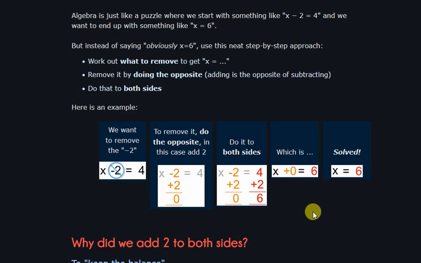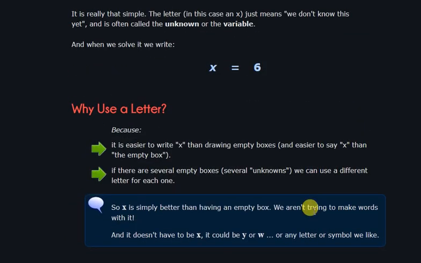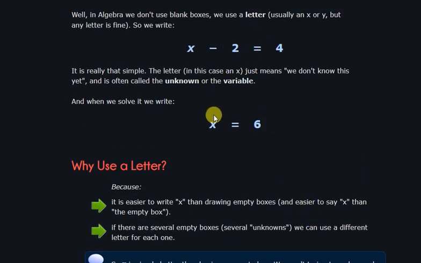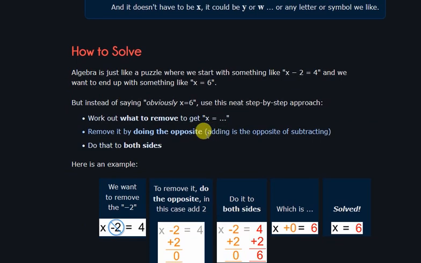In the previous video with the example, box minus 2 equals 4, or x minus 2 is equal to 4, we will see how to solve for the unknown variable, x. How to solve? Algebra is just like a puzzle where we start with something like x minus 2 is equal to 4, and we want to end up with something like x equals 6. But instead of saying obviously x equals 6, use this neat step-by-step approach.